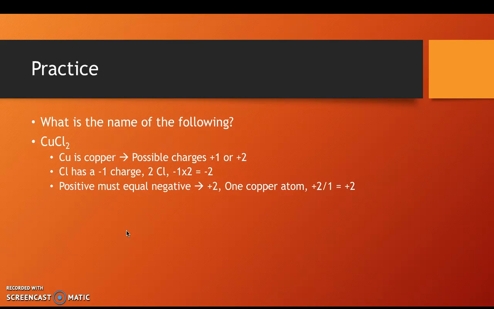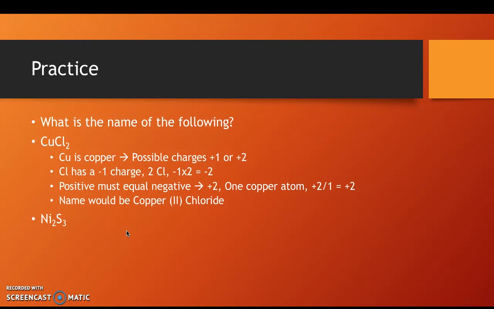My positive must equal my negative, so I have a +2. I have 1 copper atom. +2 divided by 1 means that that copper atom has a +2 charge. So the name here would be copper 2 chloride.